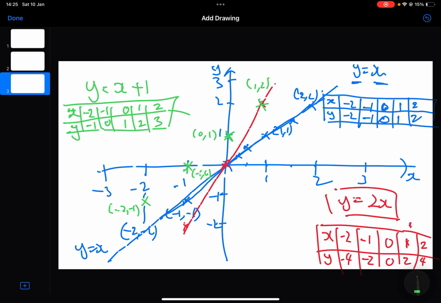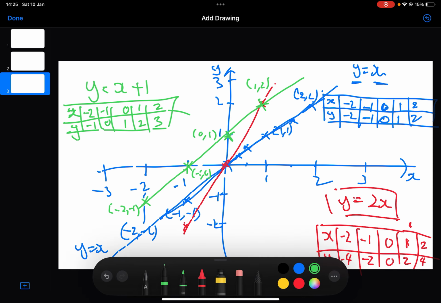Okay, so we will have one line here. This time it looks like this. It is just y equals x brought higher by one step, because it is always higher by one step. So different equations will give us a different look or a different line on the graph.